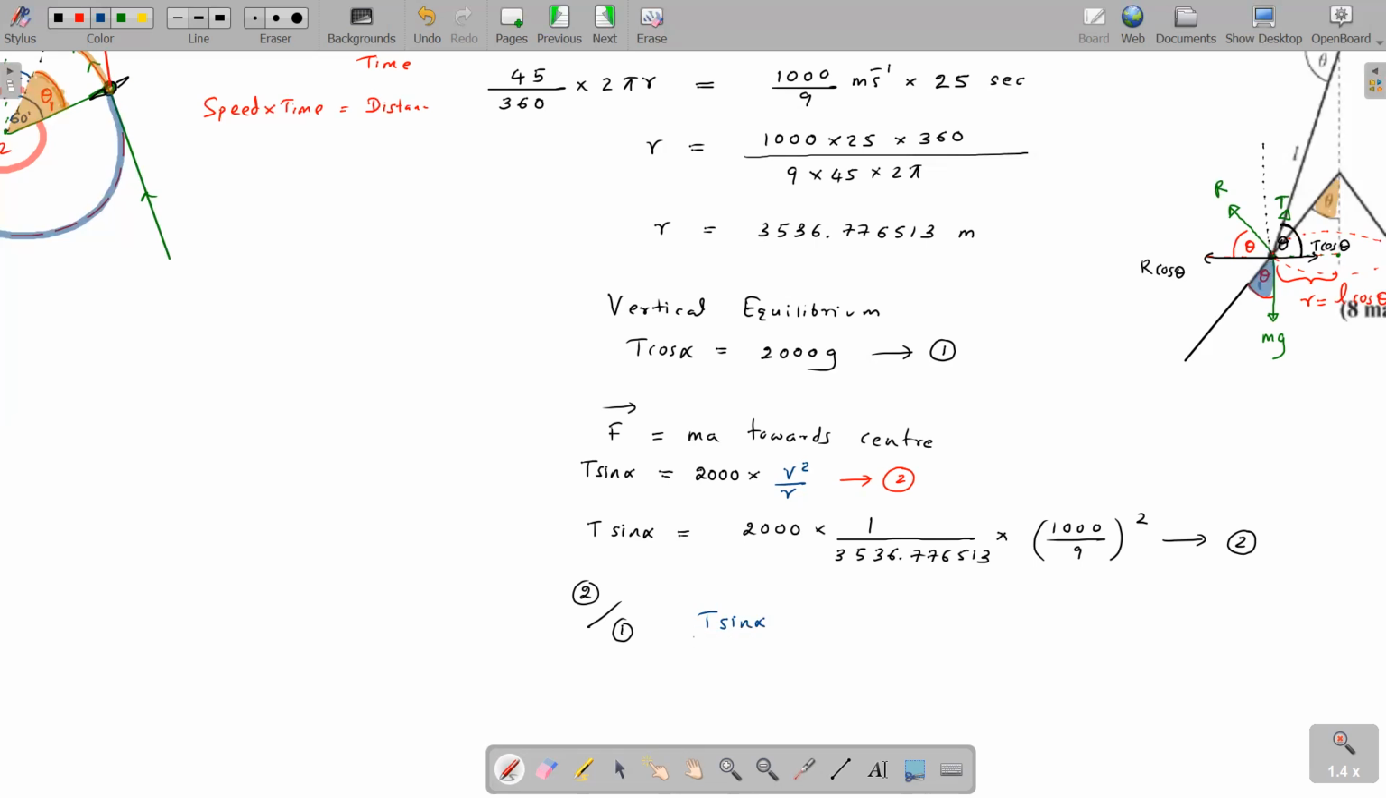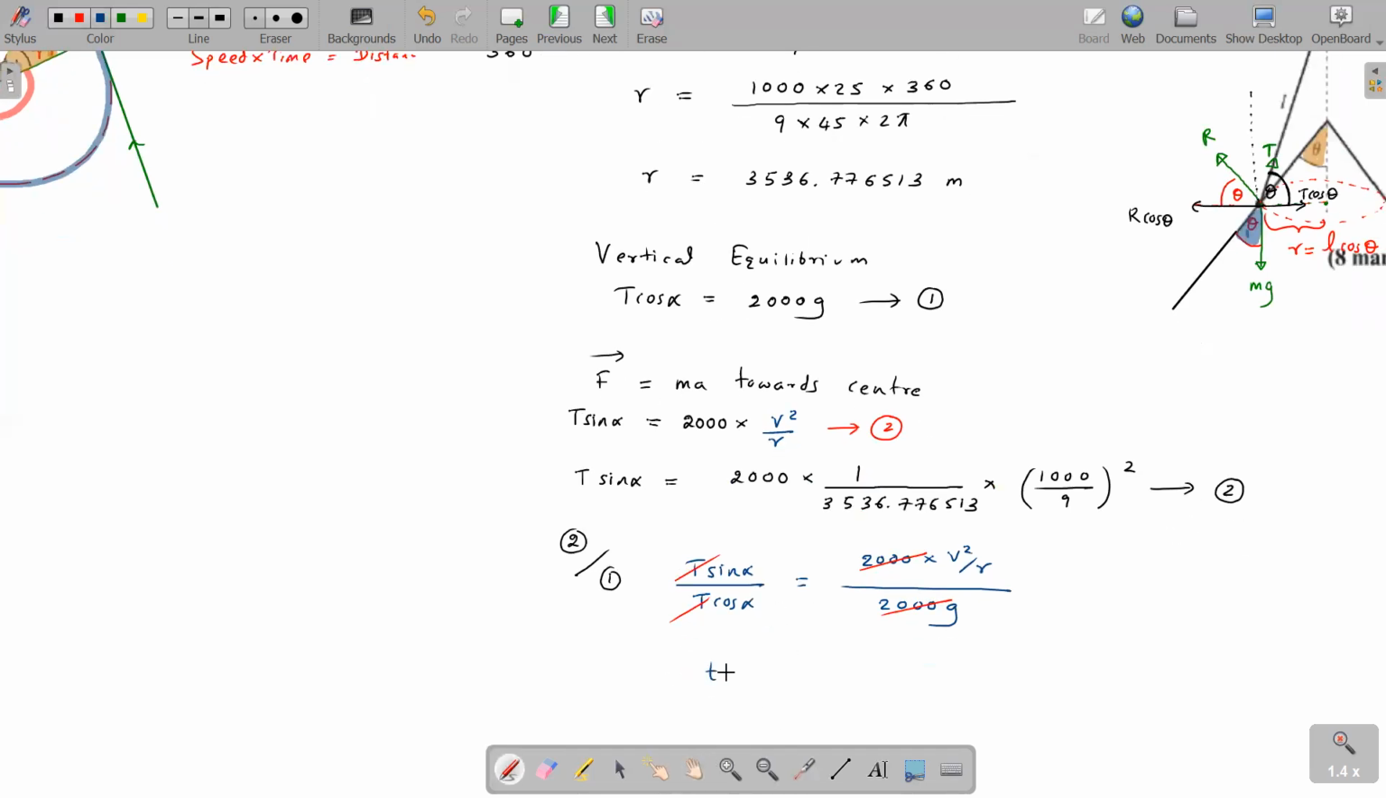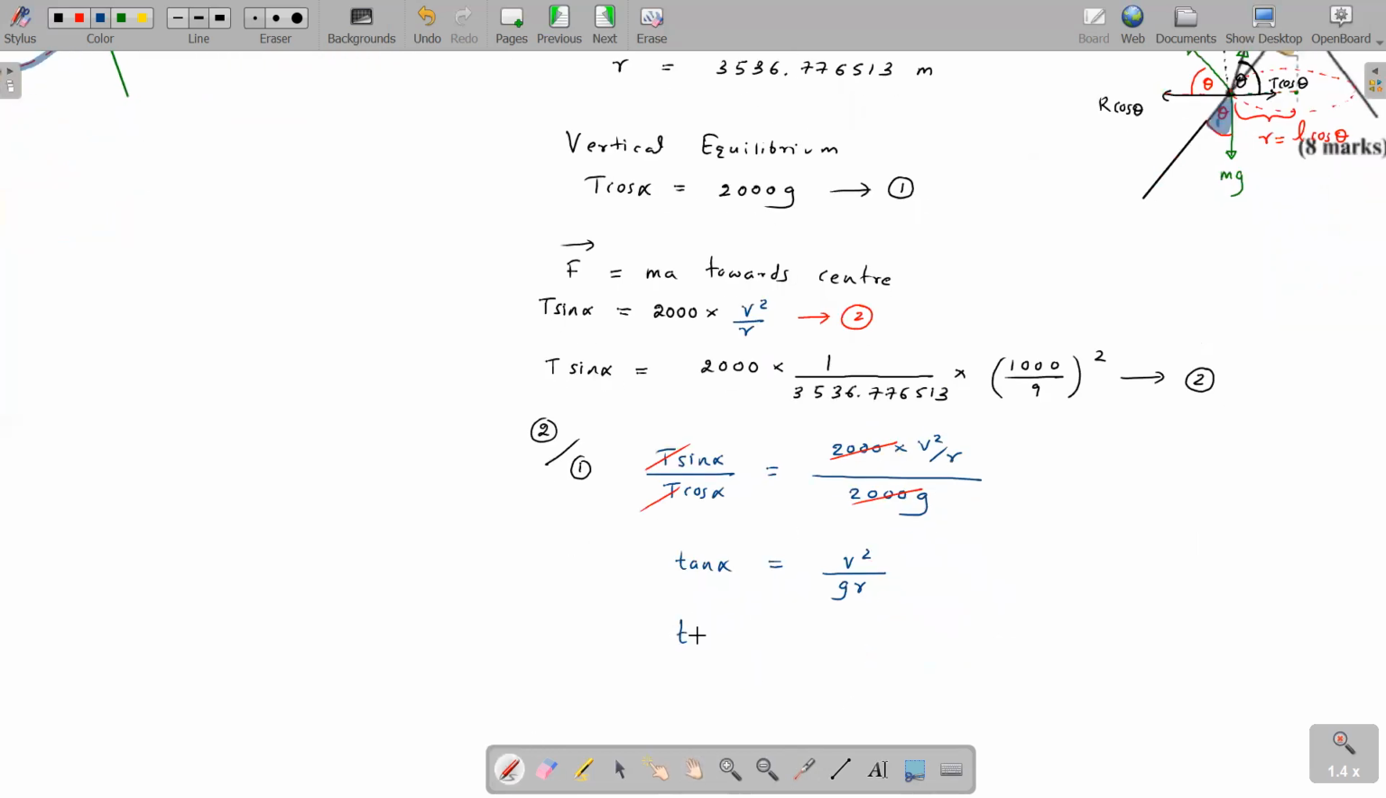So T sine alpha, second equation, divided by the first equation, T cos alpha. On the right side, 2000 into v square over r divided by 2000 g. Guys, can you see? It becomes easy to use. Just use this for now and we'll substitute later. 2000 cancels out. T cancels out here. Sine alpha over cos alpha is tan alpha. And you get v square over r, and r comes down, so you have g r. So guys, can't we find the alpha value easily now?